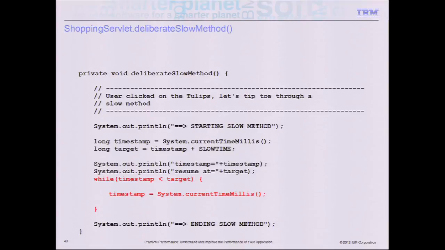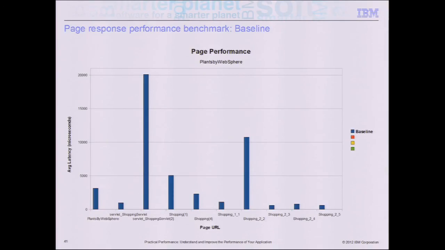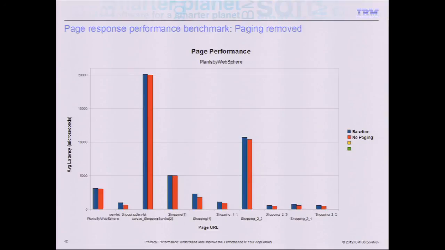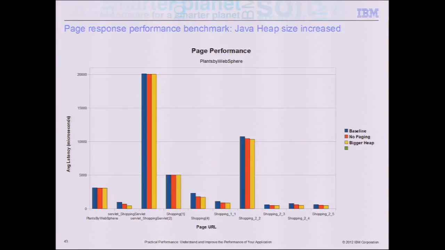So if I fix that, what happens is this was my original baseline. And from my baseline, I went to fixed paging, and I got my 4%. I then fixed the fact that the Java heap wasn't big enough, and I made the Java heap bigger, and I got another 4.8%. So at this point, I've got an 8.8% performance improvement. And then I fixed some bad code. And suddenly, for the shopping servlet, I've got what looks like 10 times faster.